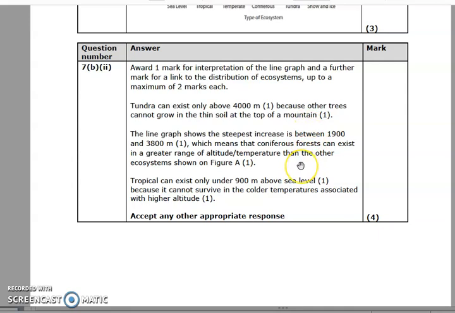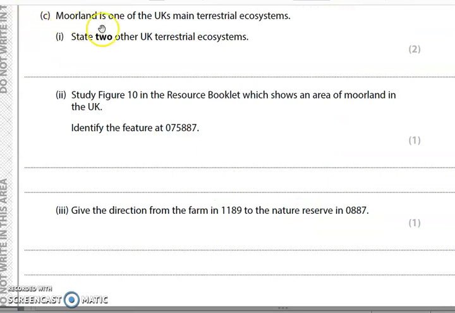Okay, so you can see how they're linking evidence from the type of ecosystem to the altitude, and then the reasons why that is the case. And you'd want to give perhaps a couple of different points just to make sure you get those full 4 marks. So moving on, moorland is one of the UK's main terrestrial ecosystems.